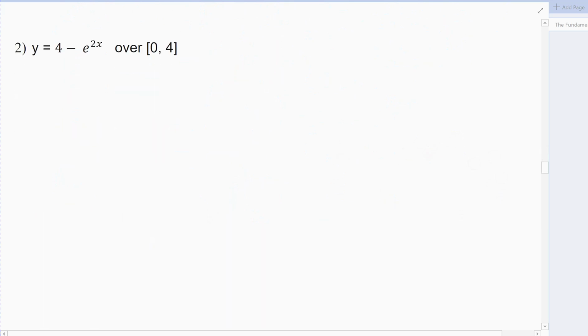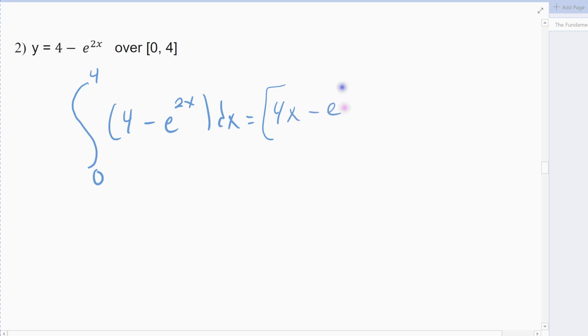Alright, so I've got my function 4 minus e to the 2x from 0 to 4. So again, I want to integrate from 0 to 4, 4 minus e to the 2x with respect to x. The first thing I'm going to do is solve the definite integral using the fundamental theorem of calculus. So first you find the general antiderivative: 4x minus e to the 2x.